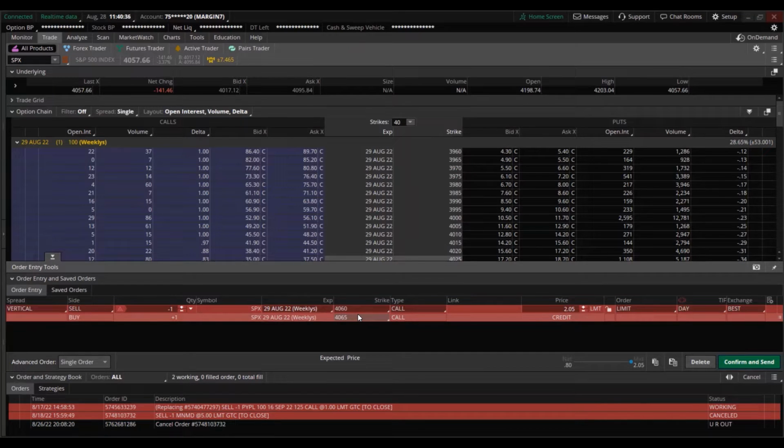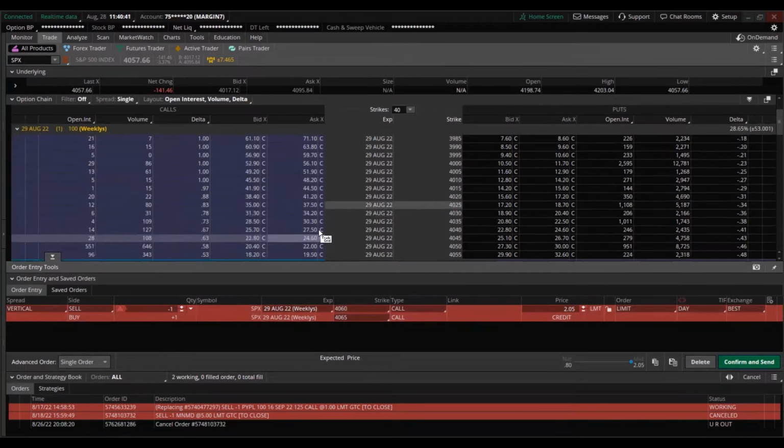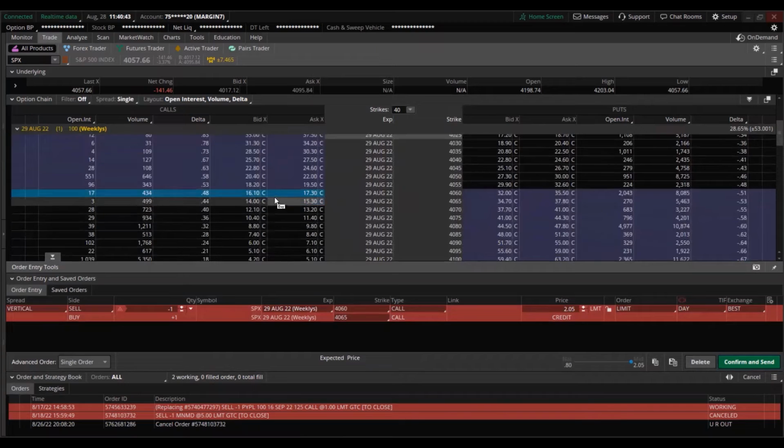1 point represents $25 price fluctuation. So again, when we're looking here, the 4060 and 4065, that's 1 strike wide, 1 strike, 2 strikes, 3 strikes, 4 strikes, got it? But it's 5 points. 1 strike wide, 5 points wide. And each price fluctuation will be a $25 value. And that's because it's a credit spread. That's what you would have collected, $205.